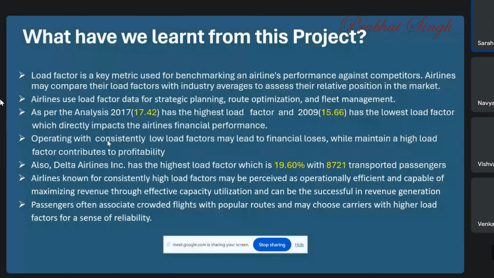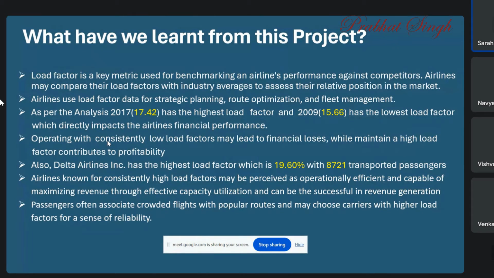Now let us see what we learned from this project. Load factor is a key metric used for benchmarking an airline's performance against competitors. Airlines may compare their load factors with industry averages to assess their relative position in the market. Airlines use load factor data for strategic planning, route optimization, and fleet management.